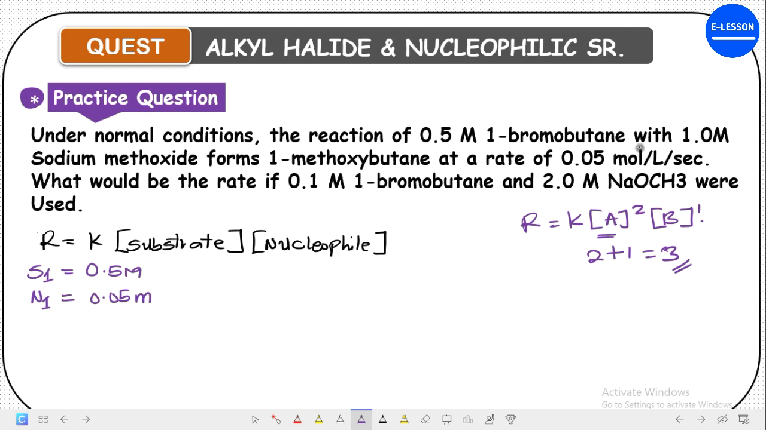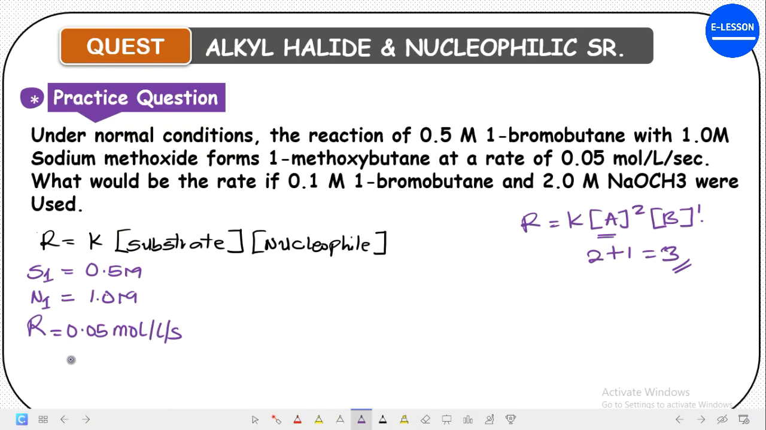With 1.0 mole sodium ethoxide. So sodium ethoxide, which is the nucleophile, is 1.0 mole. Forms 1-methoxybutane at a rate. So they gave us the rate R as 0.05 mole per liter per second.